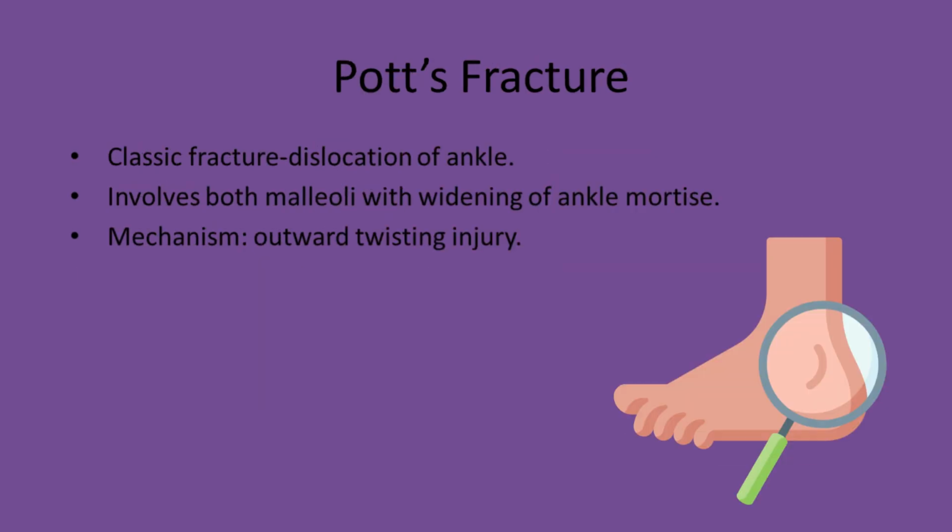This slide describes Pott's fracture, which is a specific type of ankle fracture involving both the lateral and medial malleoli. It's often referred to as a fracture dislocation of the ankle and typically involves widening of the ankle mortise. The usual mechanism for this injury is an outward twisting force applied to the ankle. This type of fracture is quite serious and requires careful treatment to restore proper alignment and prevent long-term problems. The image shows a fracture involving both sides of the ankle joint.